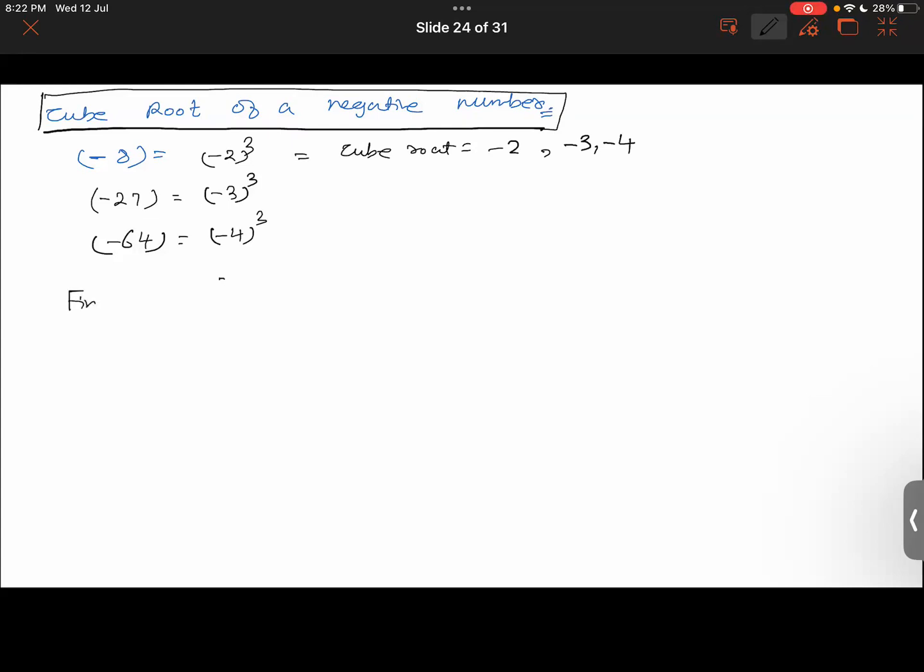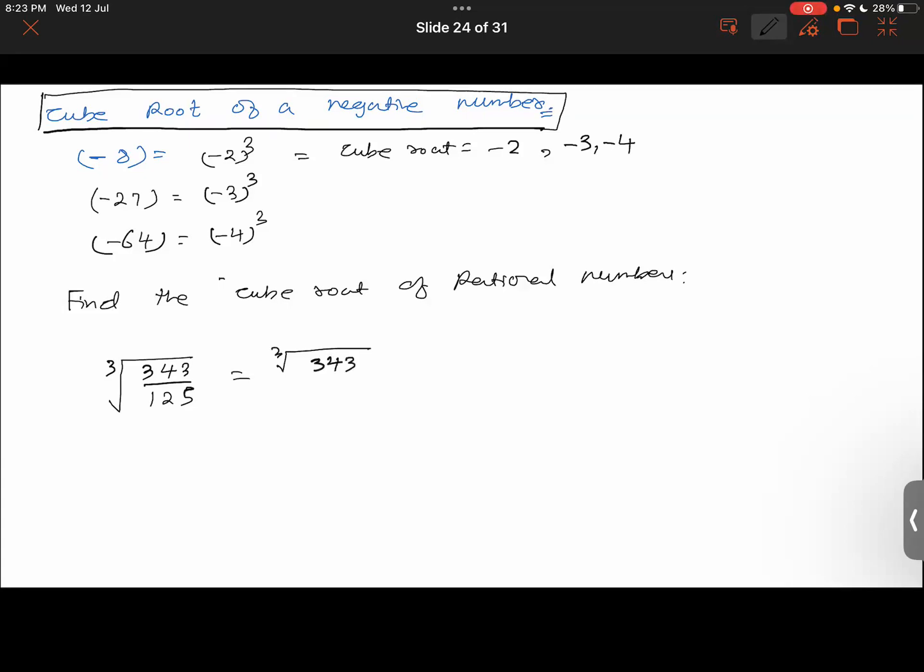Now, how do you find the cube root of rational numbers? That is also pretty simple. Okay, let's take some number here: 343 upon 125. So what is the cube root of this rational number? Do tell me.